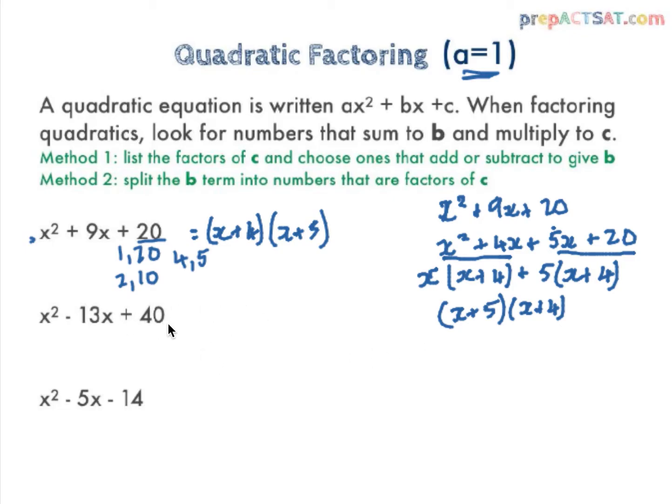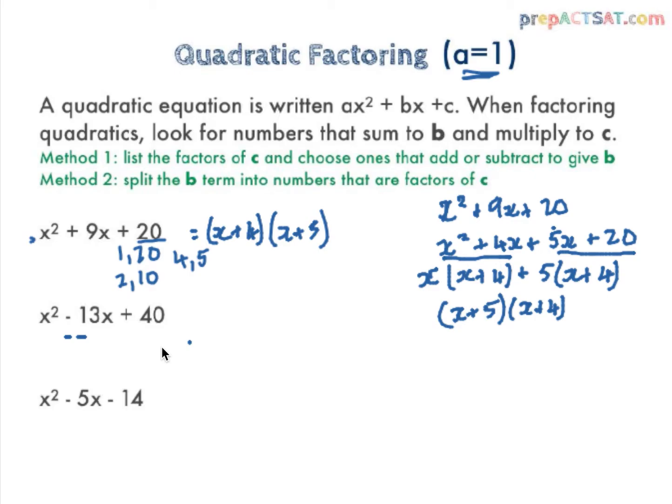Okay, let's move on. Here's another one. So x squared minus 13x plus 40. So this is a negative sign. I know I'm looking for two negatives because they multiply to make a positive, and this number here is negative. So let's do this one by method 2. So I'm going to split the b term into numbers that are factors of c. So 13 could be split up into 10 and 3, sure about that.